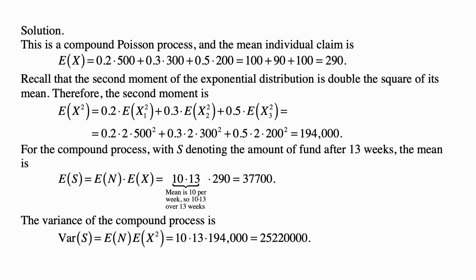And the variance of the compound process is E of N times E of X squared, and we just calculated E of X squared, and E of N, as I pointed out to you, is 10 times 13, and that's of course N being the underlying Poisson process. So again, 10 per week and 13 weeks is going to give us the mean of 10 times 13. And this is equal to 25,220,000.